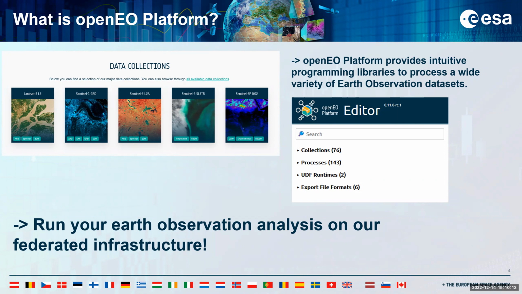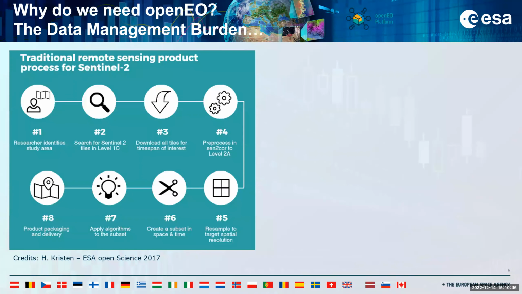On that website, you will find information about the running backends, whereas OpenEO platform has joined forces of 3 of them, EODC, Vito, and Synergize with the Sentinel Hub backend. Basically, it lets you run the Earth observation analysis on the federated infrastructure of EODC, Vito, and Synergize, exactly. So why do we need OpenEO?